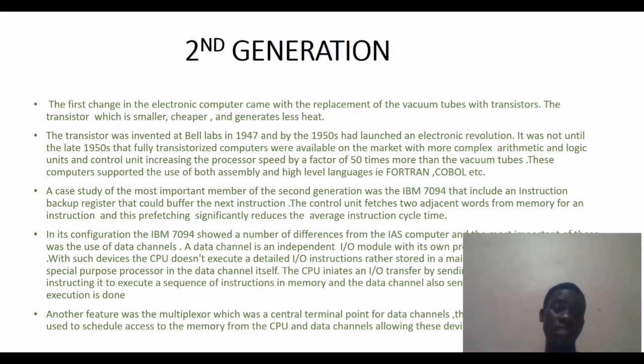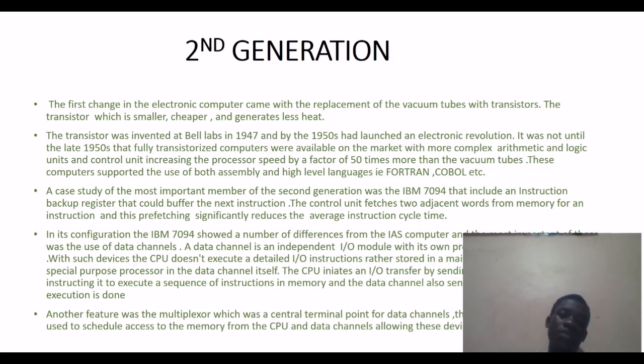It was not until the late 1950s that fully transistorized computers were available on the market, with complex arithmetic and logic control units, increasing the processor speed by a factor of 50 over the vacuum tubes. These computers supported the use of both assembly and high-level languages, that is Fortran and COBOL, among others.